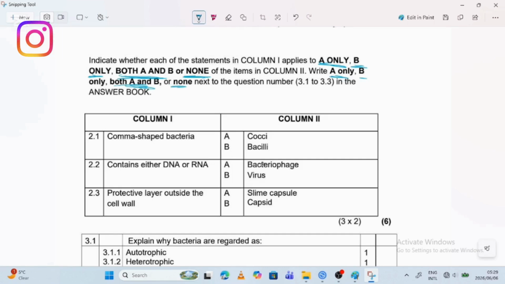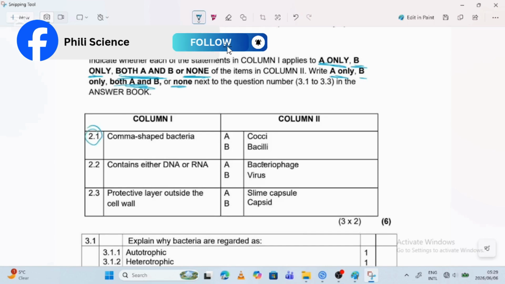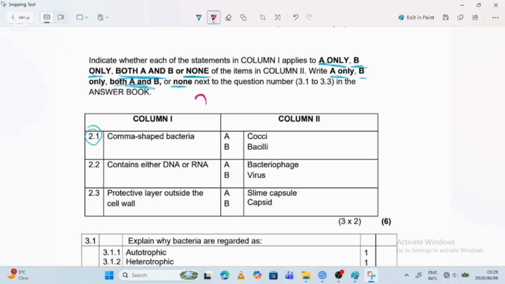Okay, let's look at 2.1, the comma-shaped bacteria. So let's talk about the shapes of bacteria. We have the circle one, a rod-like shape, a comma shape, and a spiral shape. The circle one is called coccus shaped. This one is called bacilli shaped. This one is called vibrio shaped. This one is called spiral shaped.